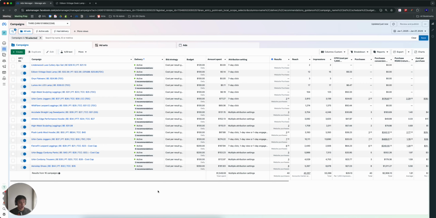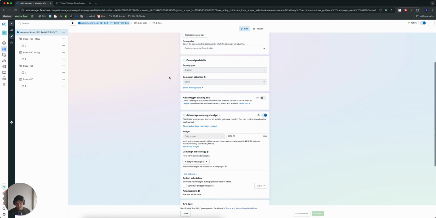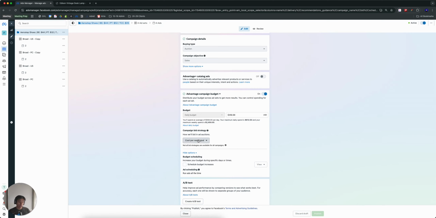So when we get into the campaign setup, you'll see every campaign is following this naming convention, which makes it extremely efficient and easy for me to understand how a product is performing and what my cost cap targets need to be in order to actually be profitable, or if I'm potentially losing money as well. So that's another thing. Every single campaign here is built using what is called manual bidding, or a campaign bid strategy, otherwise known as cost per result goal. This is most commonly referred to as cost caps.